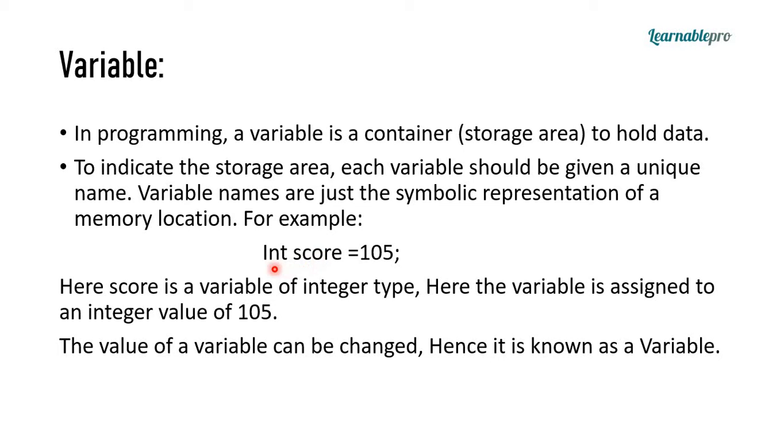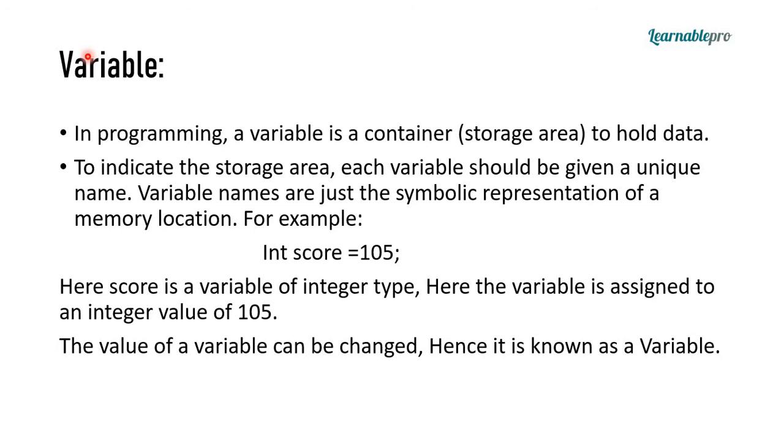For example, int score = 105. As you can see here, score is a variable assigned to an integer type, and the variable is assigned an integer value, that is 105. So the variable value can be changed anywhere in the program. So as you can see here, int score = 105 can be changed to 107 or 109 or 111, etc. anywhere in the program. Hence it is known as a variable.